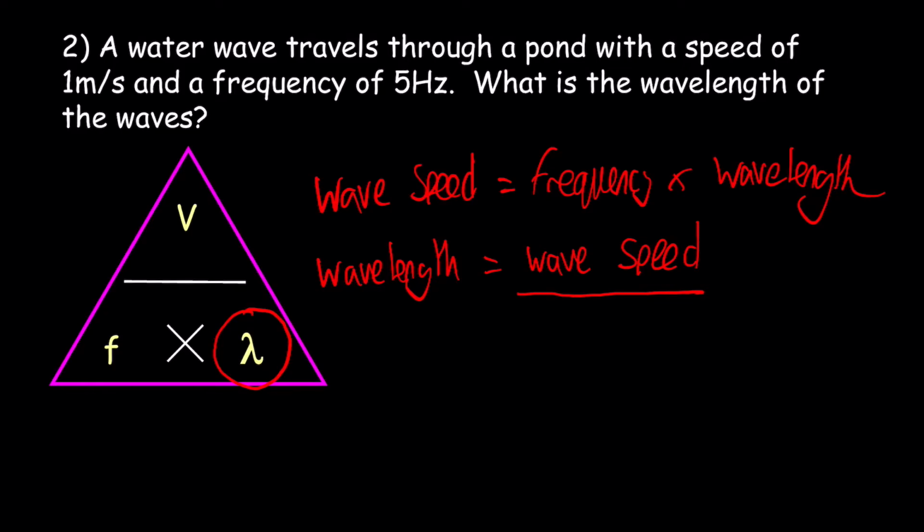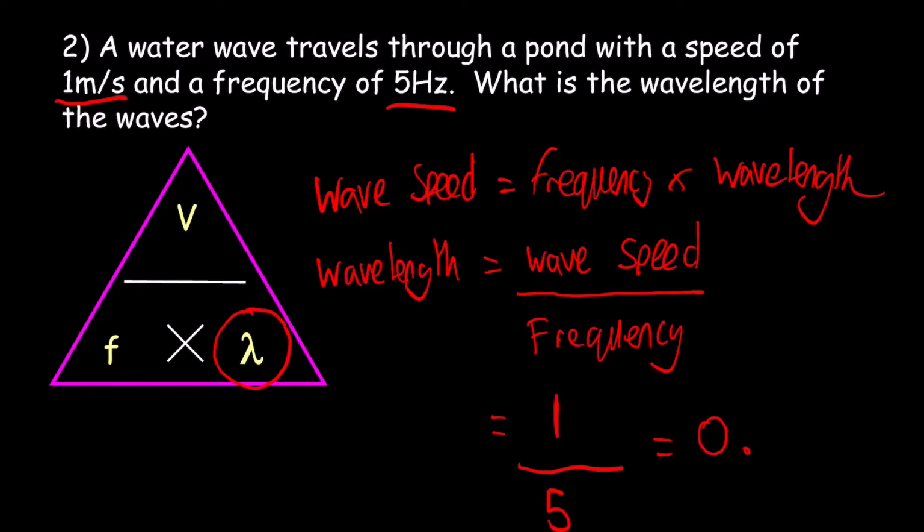We then go back to the question and we use the information we've got. So we're told that there is a speed of 1 meter per second and a frequency of 5 hertz. So we take that information from the question and we plug that into our equation, wave speed divided by frequency. And 1 divided by 5, when you do it on a calculator, is 0.2. And then we remember the unit is meters for wavelength.